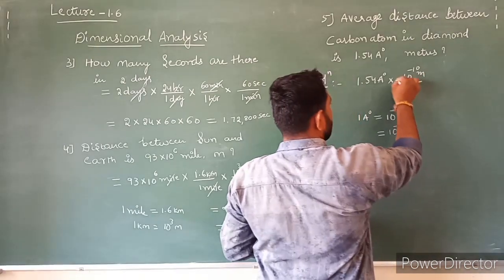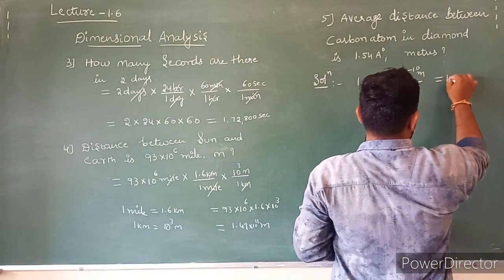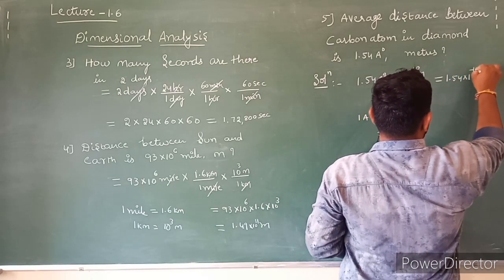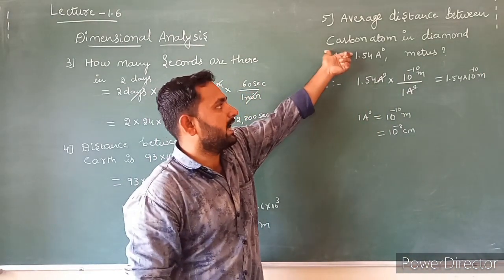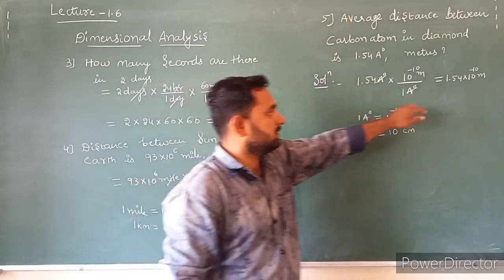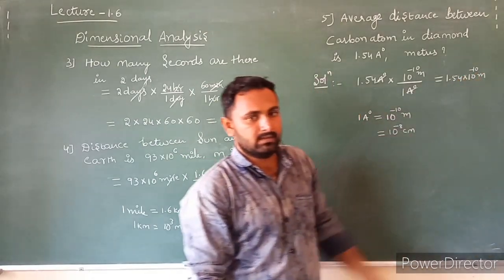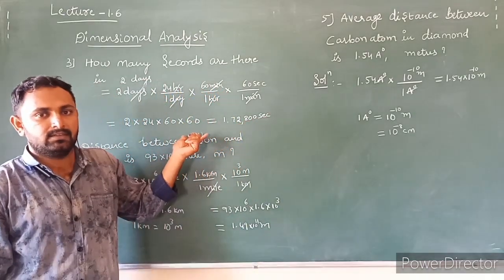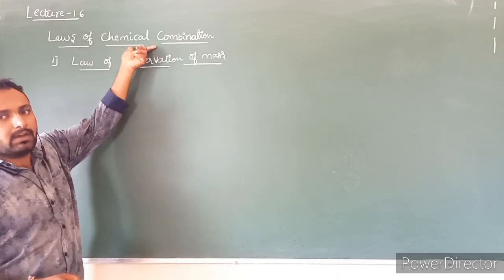Now angstrom gets cancelled. Multiply these two values: 1.54 into 10 power minus 10 meter. The distance between carbon atoms in diamond is 1.54 into 10 power minus 10 meters. This is dimensional analysis. The next concept is laws of chemical combination.